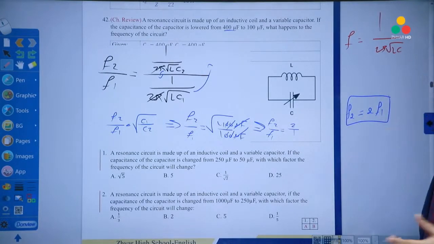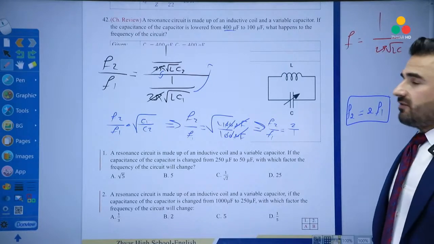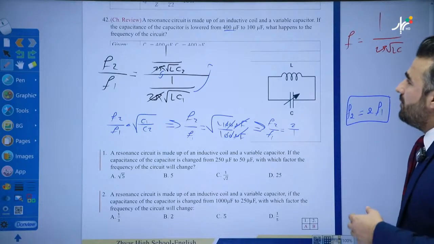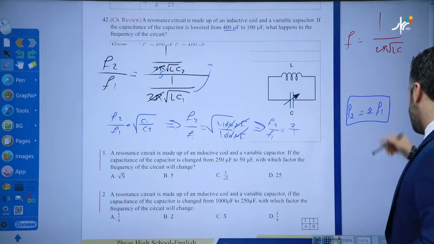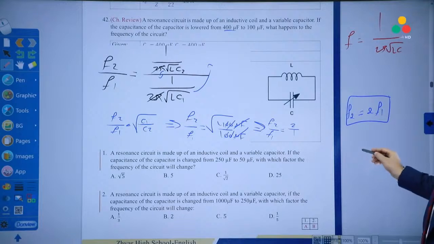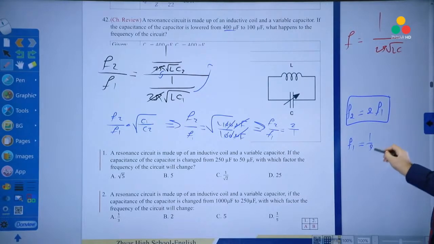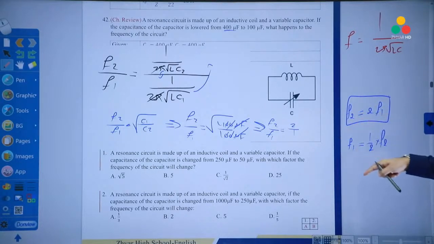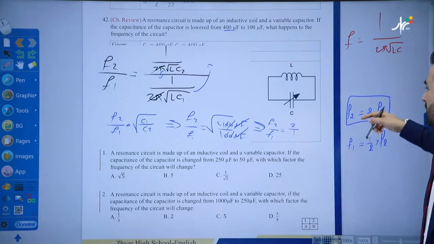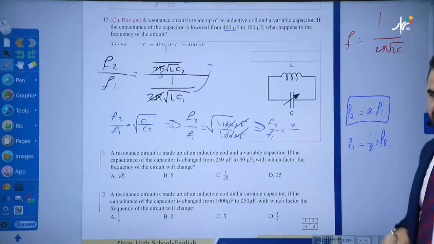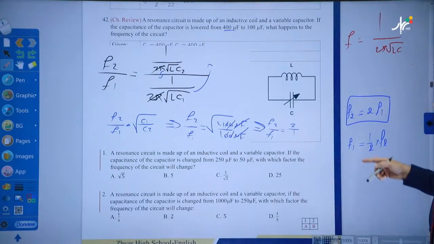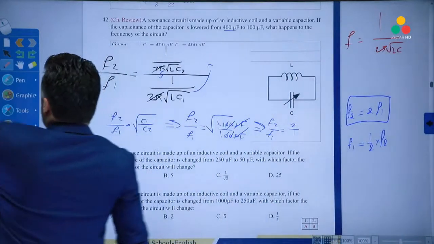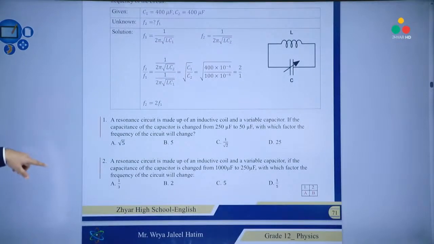This is what happens. But remember this, if they ever ask you what happens to the frequency, or F1 in this case, you will take the 2 to the other side. In this case, F1 becomes 1 over 2 times F2. So it depends whether they ask you for this or not. Maybe they'll just tell you what happens to the frequency. So F2 is equal to 2 times F1, and that is pretty much enough. But if they want you to find what will happen to F1, that is going to be half of F2. That depends on the question, by the way.